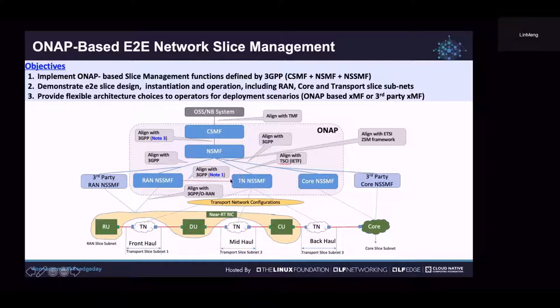For transport interaction, the connection between the NSMF and the transport NSSMF is aligned with the IETF TSC model, and the whole closed loop framework is actually aligned with the ETSI ZSM framework. Also from the southbound of the RAN NSSMF, the interaction between the RAN NSSMF and the RAN domain is also aligned with the O-RAN community.